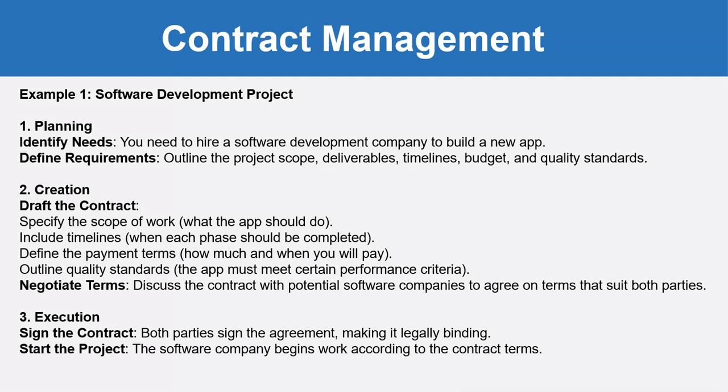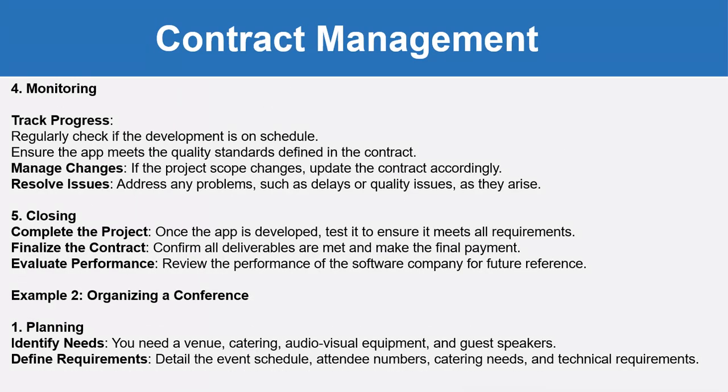Then execution means sign the contract, means both parties sign the agreement, making it legally binding. Start the project means the software company begins work according to the contract terms. After that, we will start the monitoring, means track the progress, regularly check if the development is on schedule, ensure the app meets the quality standards defined in the contract.